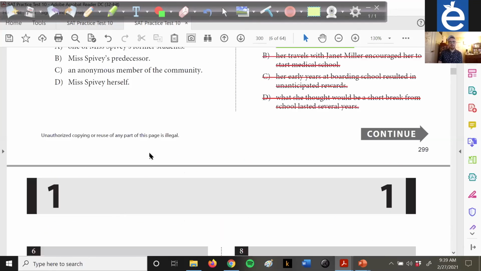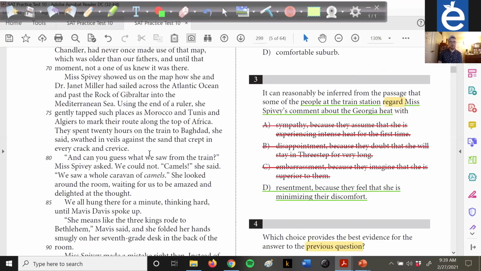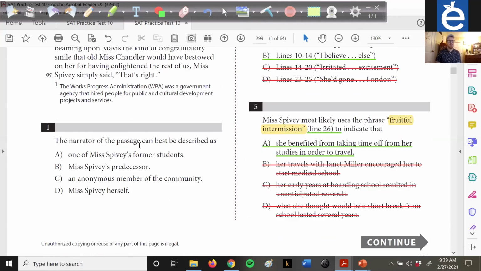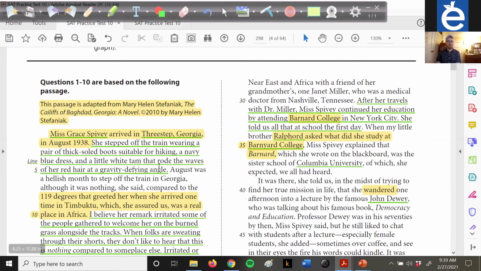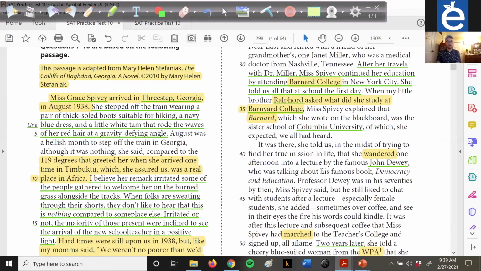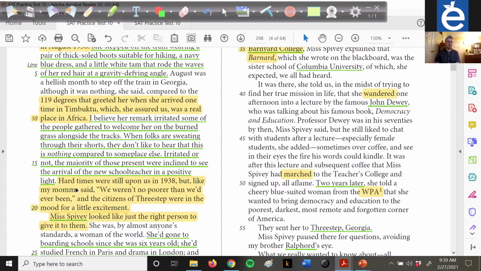So let's get into these broad questions, right? These "according to the passage" questions. The narrator of the passage can best be described as, well, we'd have to look for clues here, right? We can't really look for it in the dialogue. We'd have to look for it more in the descriptions roundabout. Now, "hard times were still upon us in 1938." So whoever's saying this is an "us" to the citizens of Three Step.